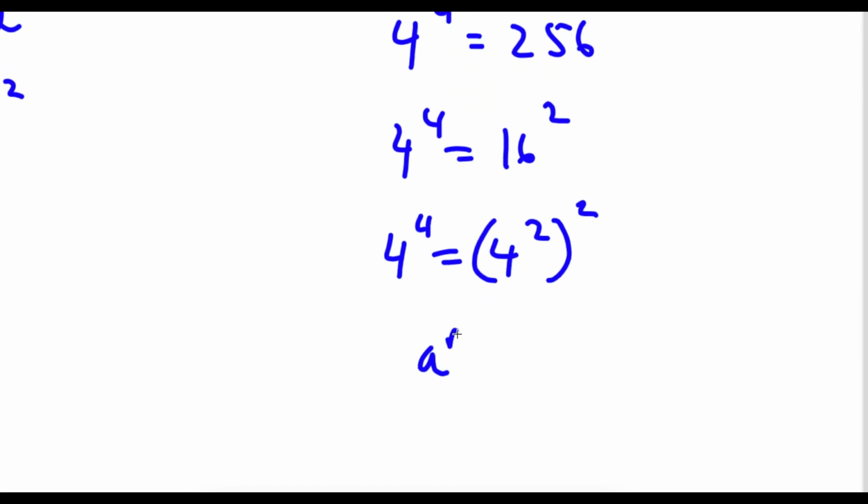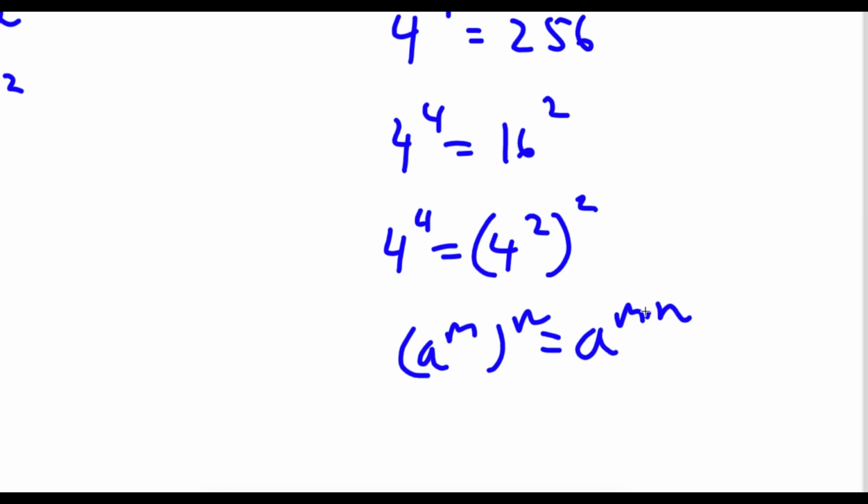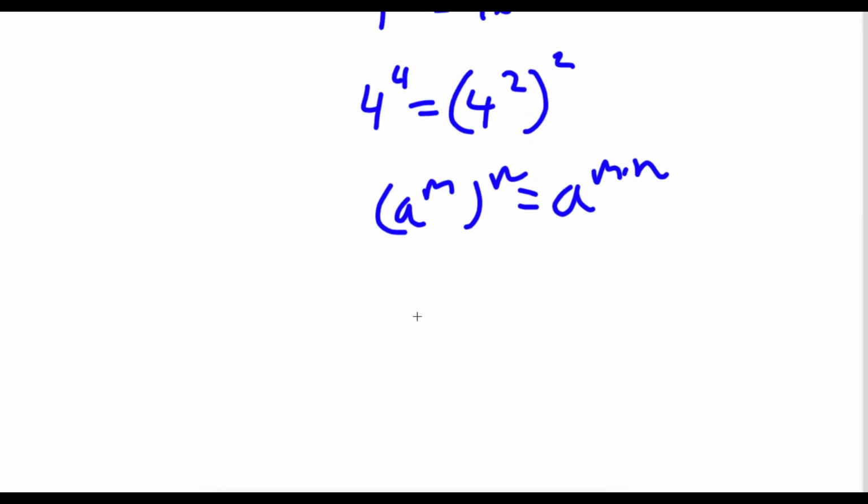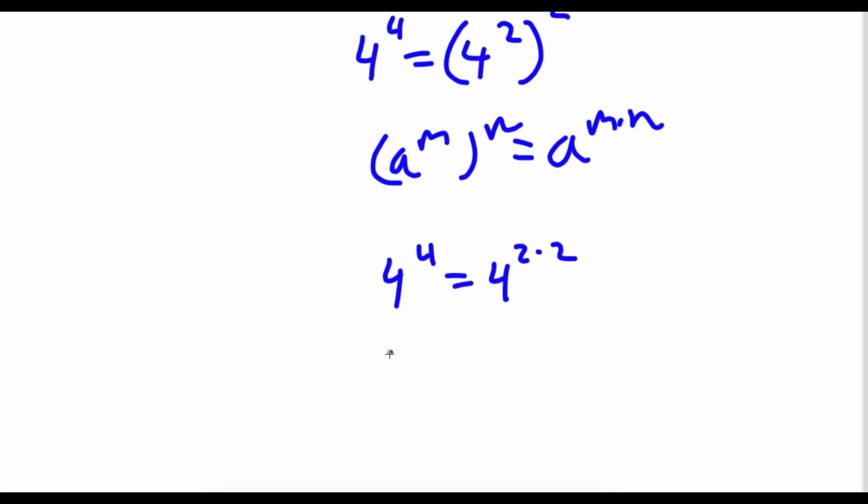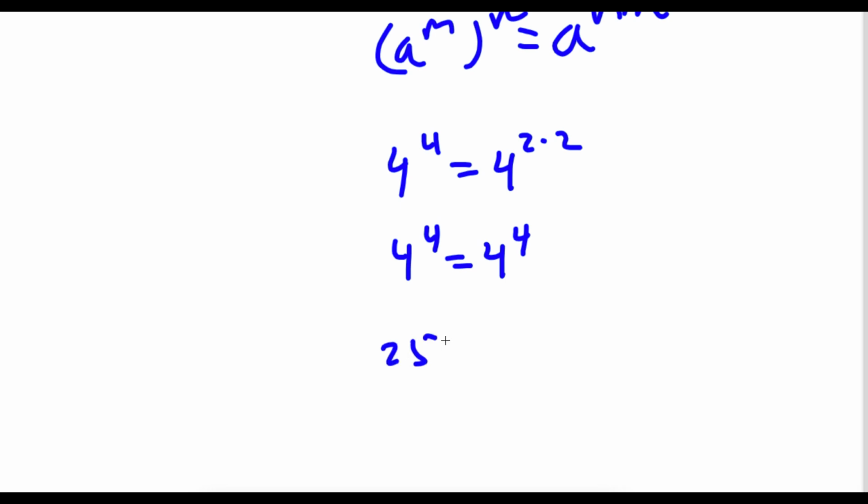And now if I have something in the form a to the power of m to the power of n, this is equal to a to the power of m times n. So 4 to the power of 2 to the power of 2, that's going to equal 4 to the power of 2 times 2, which is equal to 4 to the power of 4. And 4 to the power of 4 is 256, so I have 256 is equal to 256.